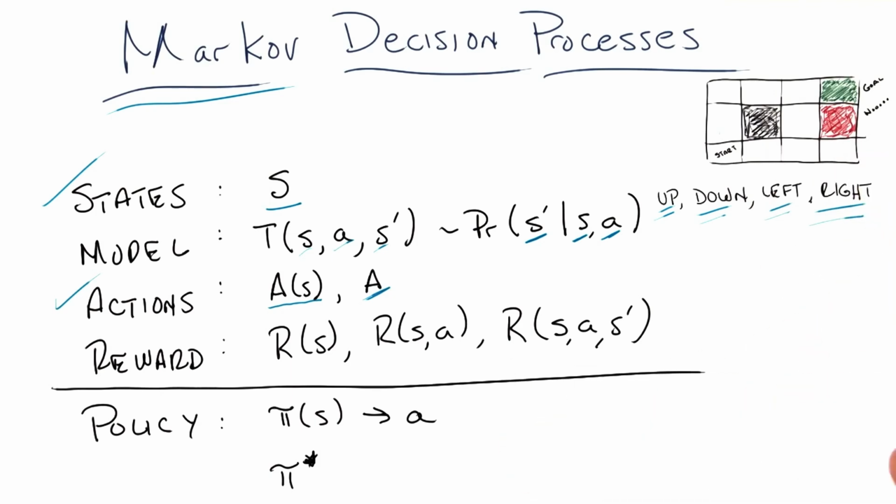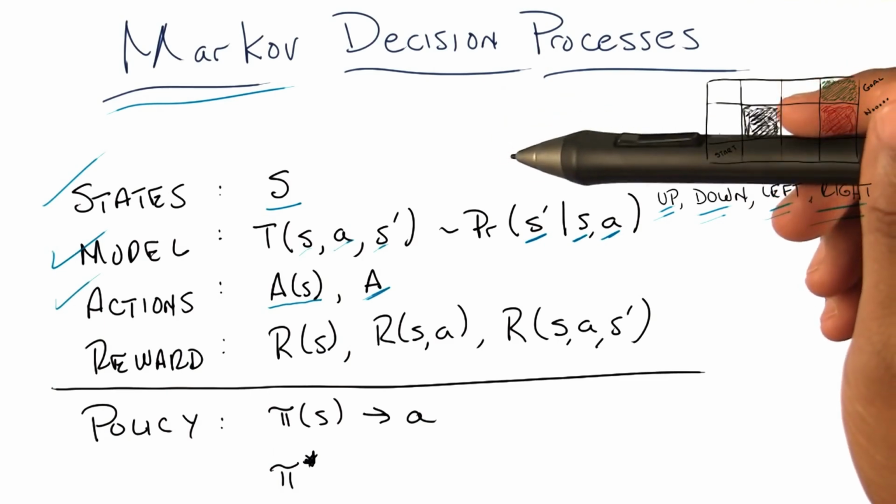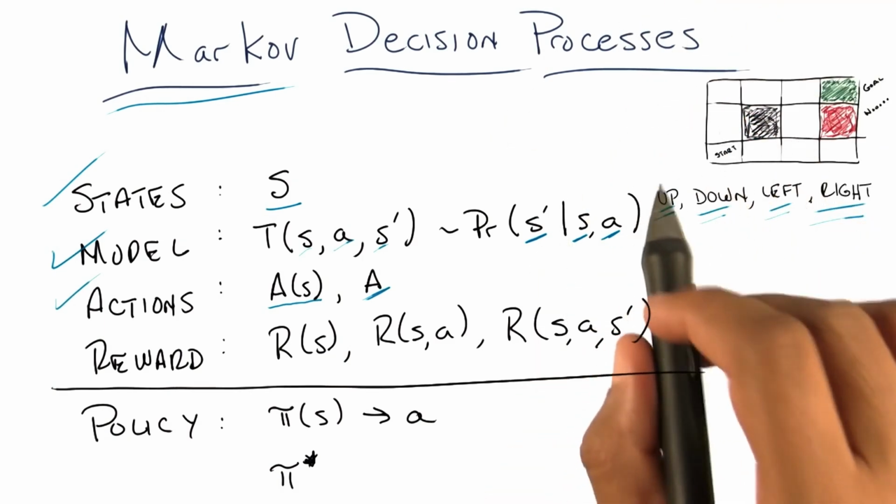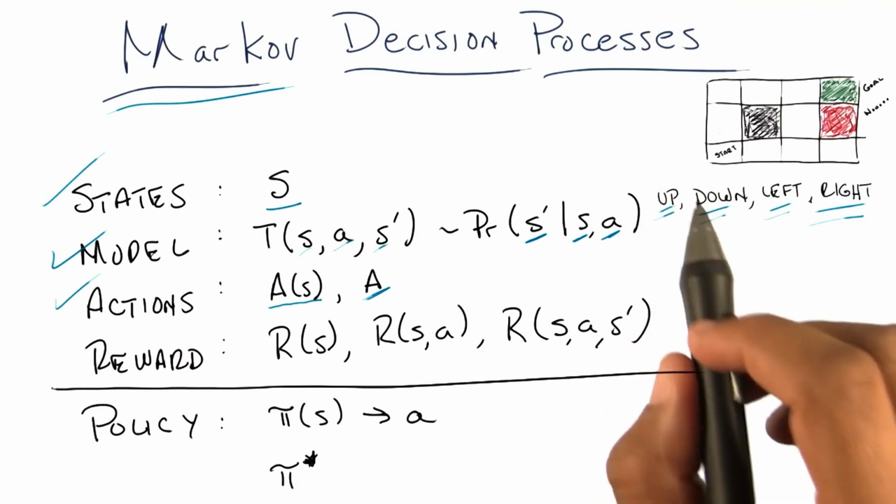And that's just sort of the way that it works. So the model really is an important thing. And the reason it's important is it really does describe the rules of the game. It tells you what will happen if you do something in a particular place.